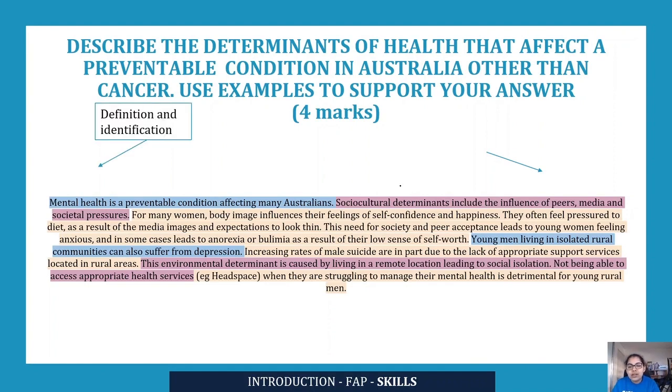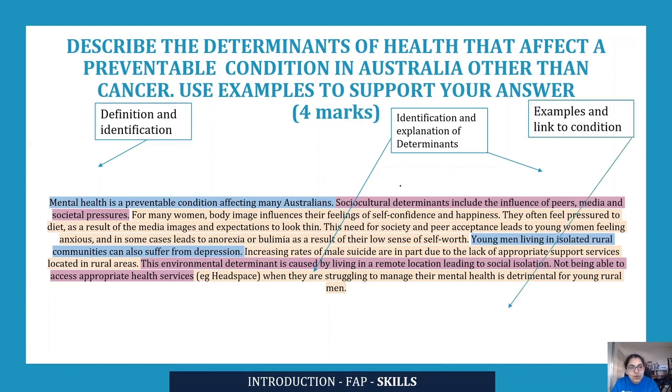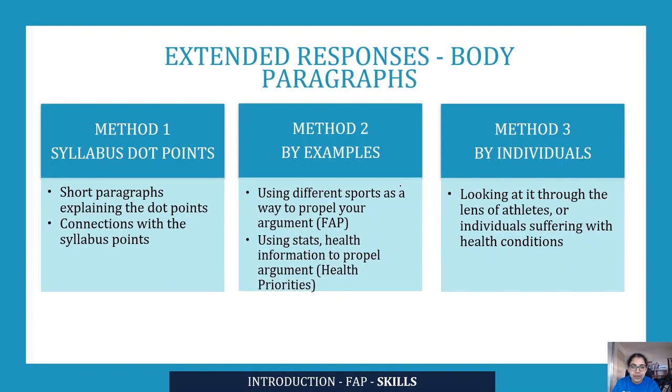So we've got a definition and identification sentence. We have identification and explanation of those determinants. We also have examples and links to the condition. So that is really important. You want to be able to go, this is what happened, this is why it's happening. And that's that. So for your extended responses body paragraphs, method 1 is using syllabus dot points.